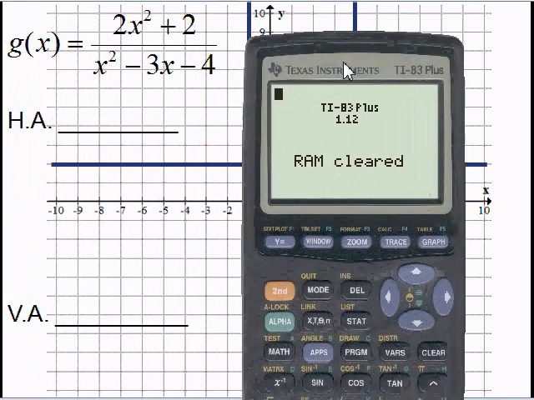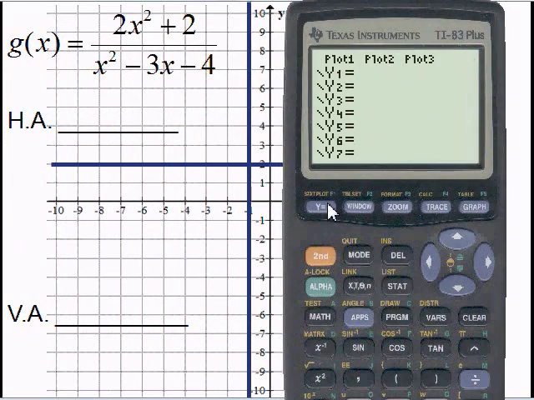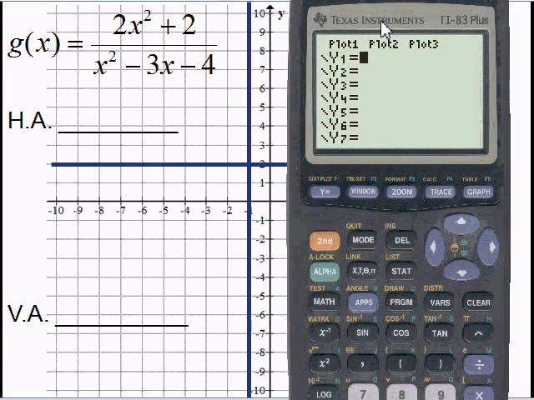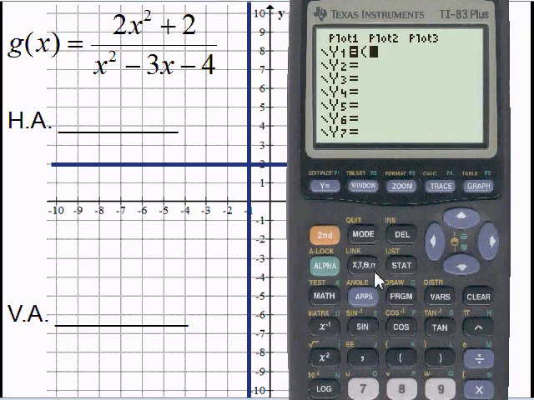First, we're going to go y equals. So we go to y equals, and we're going to type in the entire top of the numerator. But notice I have a 2x squared plus 2. I want both of those things to be in the numerator, so I'm going to put parentheses around them: 2x squared plus 2. Divided by, since I have 3 different terms in the denominator, I'm going to put parentheses around that as well: x squared minus 3x minus 4. Then I close my parentheses.